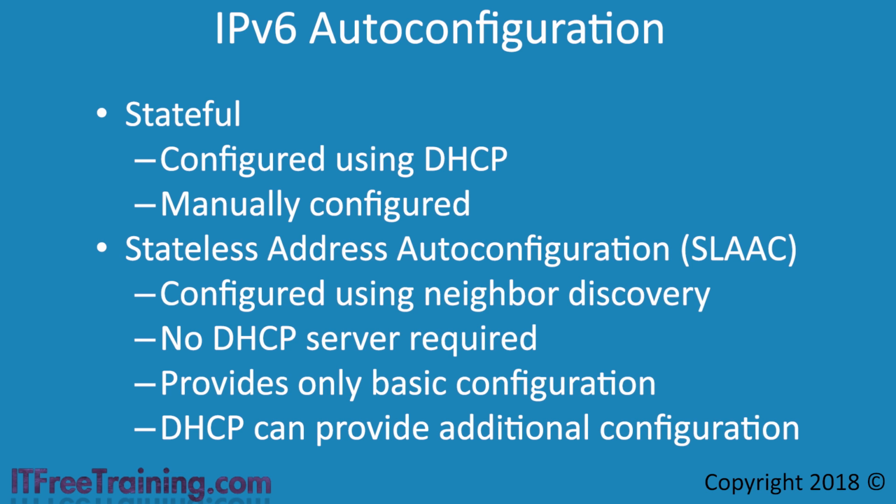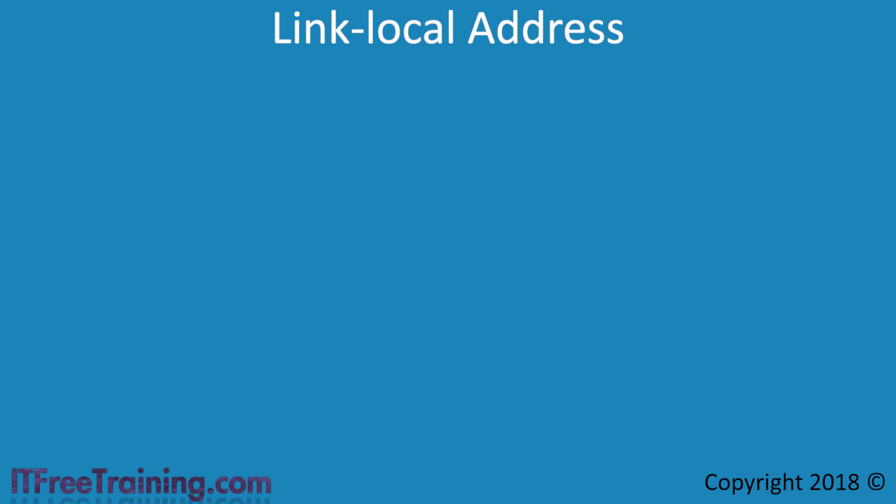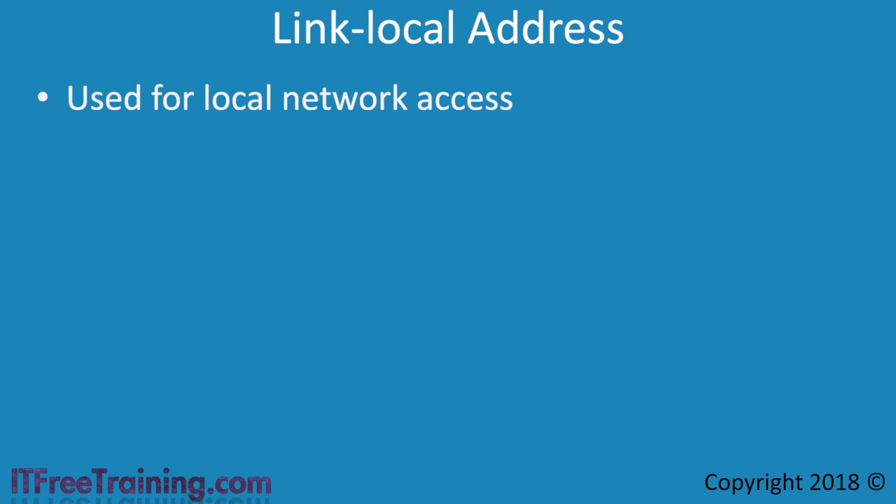In the DHCP course, I will go through how to configure a DHCP server for use on the IP6 network. For this video, I will only look at how to configure stateless configuration. To start with, I will first look at the link local address since it is required for stateless configuration. The link local address is used for local network access only. It is not routable on the Internet or other networks.